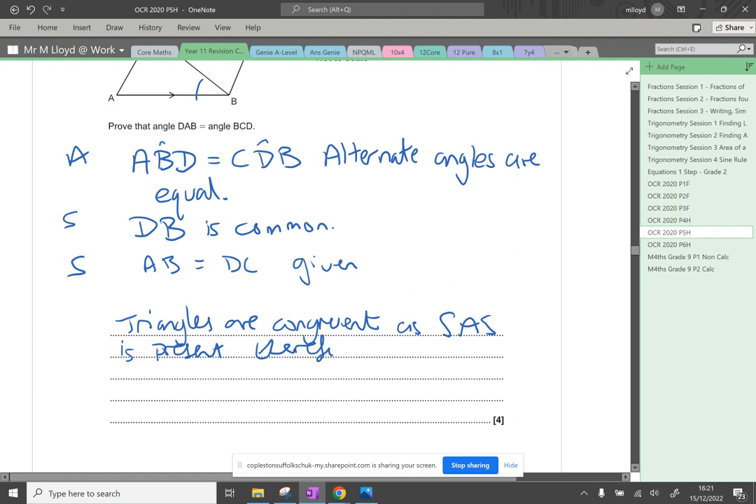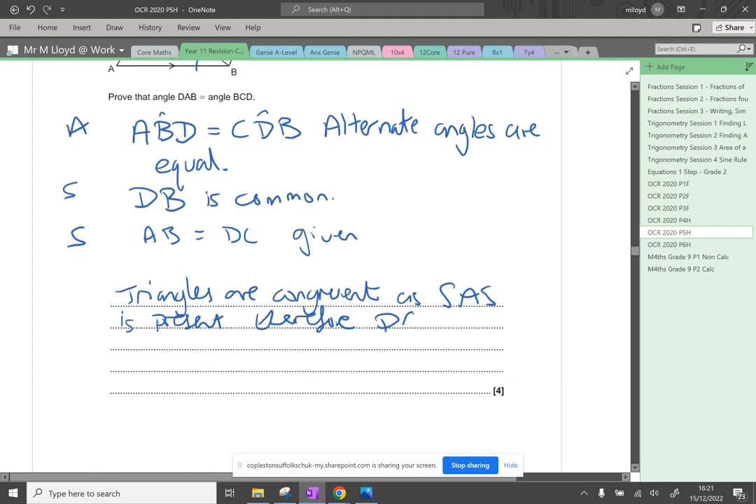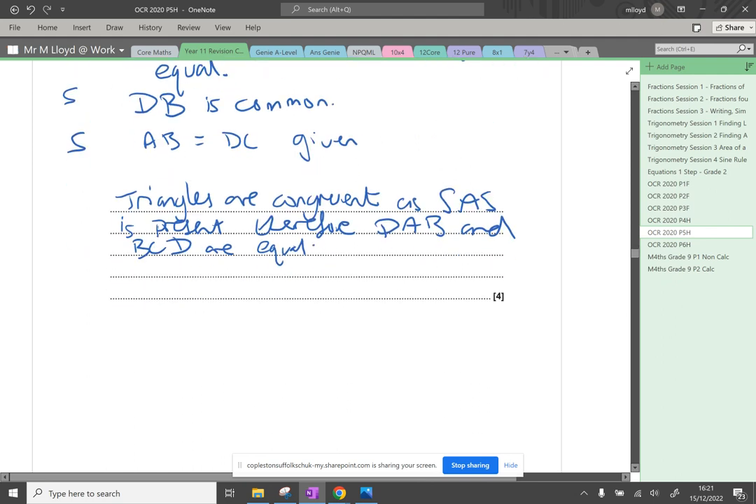Therefore, what were the two angles? DAB and BCD are equal. There we go.